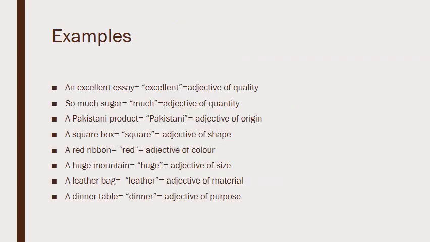Students, here you can notice the examples of adjectives in some phrases. First phrase is an excellent essay. In this phrase, we notice that essay is noun and excellent is a word that is describing the noun essay. So excellent is an adjective. But what kind of an adjective it is? It is telling us about the quality of the essay. So it is adjective of quality.